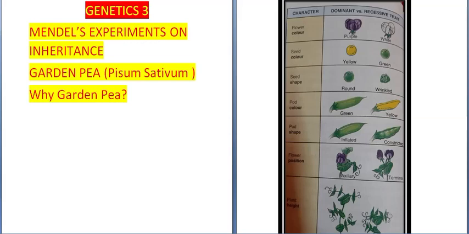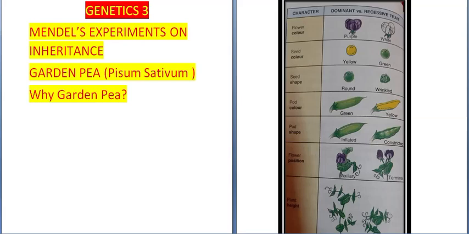Now, why did Mendel choose garden pea? One of the reasons was that many varieties were available in alternative forms of a character. Alternative form means opposite, like tall and dwarf, round and wrinkled, yellow and green. So these were the alternative forms.